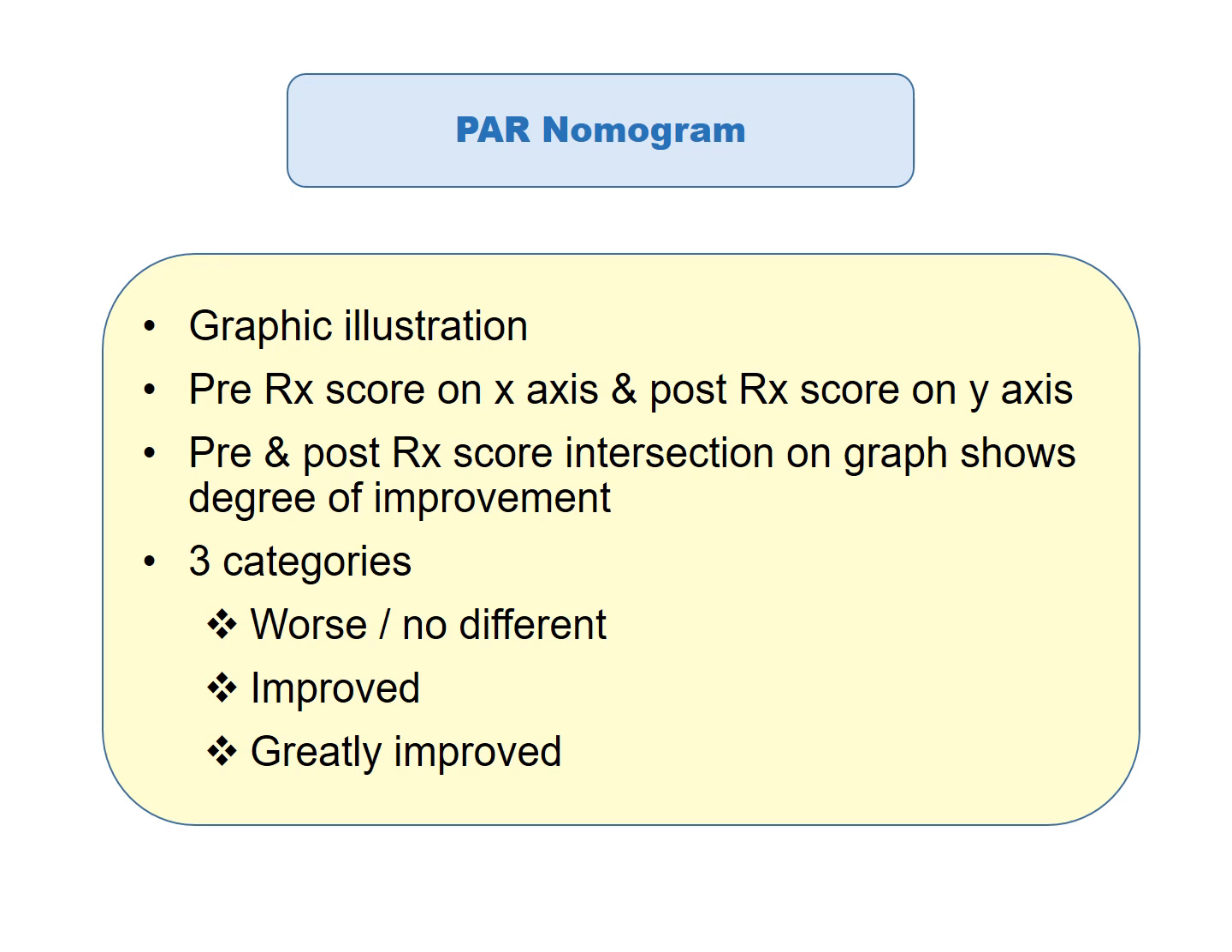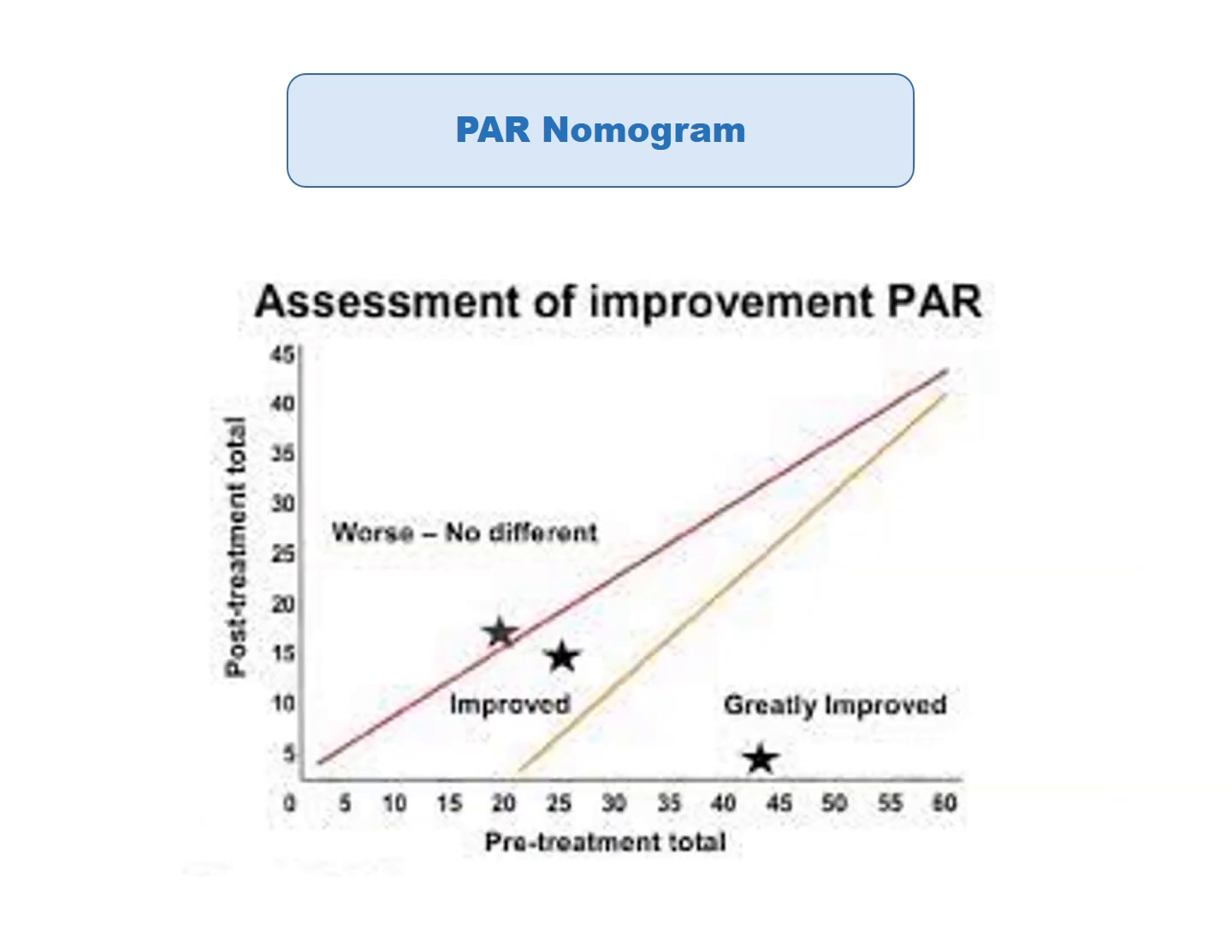on the y-axis. Now, pre and post-treatment score intersection on the graph shows the degree of improvement, and there are three areas in the graph coinciding to: 1, worse or no different in improvement; 2, improved result; and lastly, greatly improved. Now, this is an example of the PAR nomogram. As you can see, the x-axis is the pre-treatment score and the y-axis is the post-treatment score.